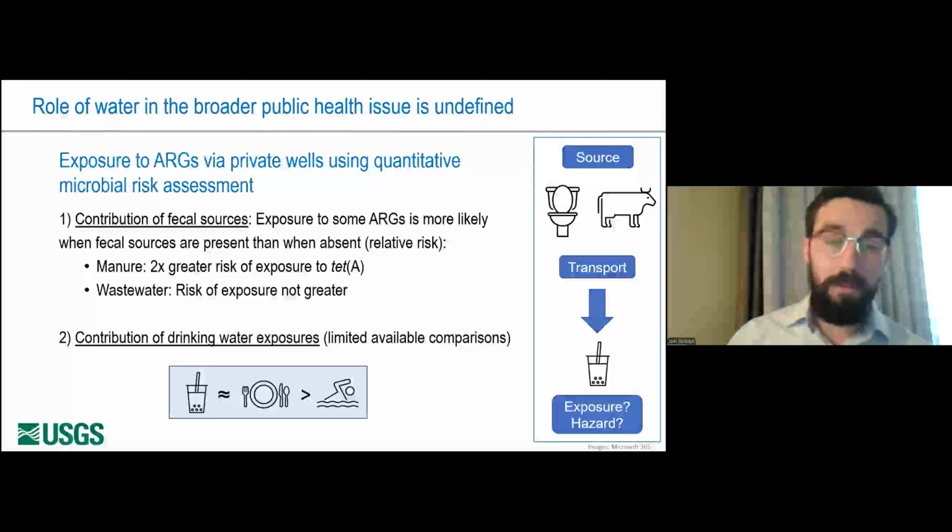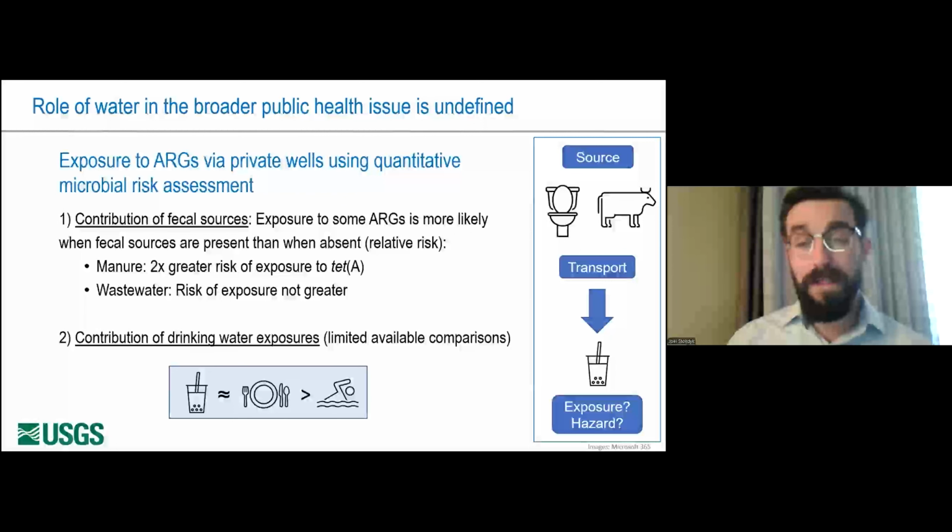The first relates to what we already talked about, the contribution of fecal sources. When we do this risk assessment, we see that exposure to some antibiotic resistance genes is more likely when a fecal source is present than when absent. For a specific example, when manure was present in private wells, there is about a 2 times greater risk of exposure to the TET-A gene than when neither fecal source was present. But when human wastewater was present in wells, the risk of exposure was not greater than when no fecal sources were present, comparing it to background levels, so to speak.